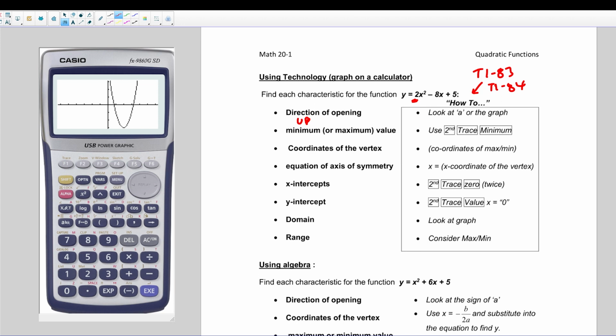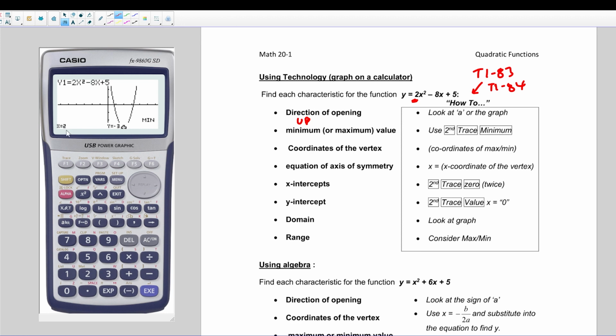For your minimum or maximum value, we're going to go and use the Casio's functions. So for any of the Casio people, we're going to go to GSolve. You can see this GSolve right there, and press that F5. And the cool thing about this is that we don't need to do the second trace minimum stuff, okay, on a TI. So let's go ahead on the Casio first. So we know it's a minimum, so all I'm going to do is hit minimum, and look at that. It jumps straight to it.